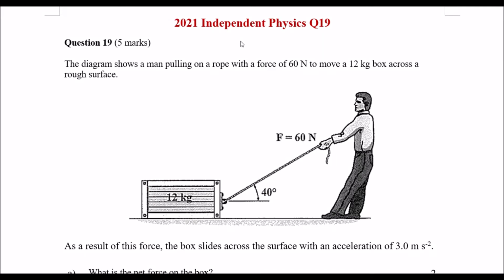I am Mr. Wong, and today we'll be looking at the 2021 Independent Physics paper, question 19. This is going to cover Module 2, Inquiry question number 2 as well. The diagram shows a man pulling on a rope with a force of 60 newtons to move a 12 kg box across a rough surface, as you can see here. So rough surface obviously implies that there is friction, so we might need to look at that later on.